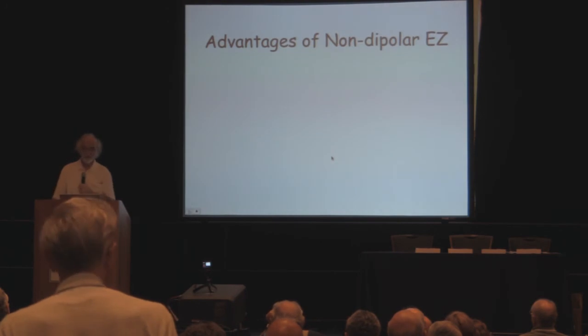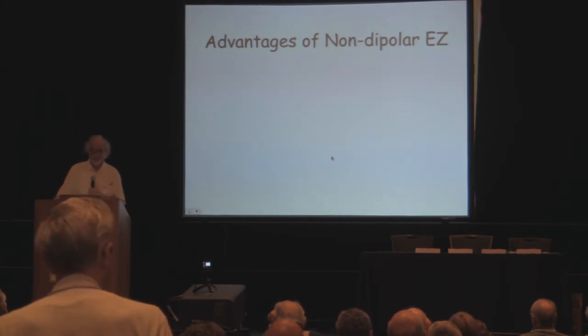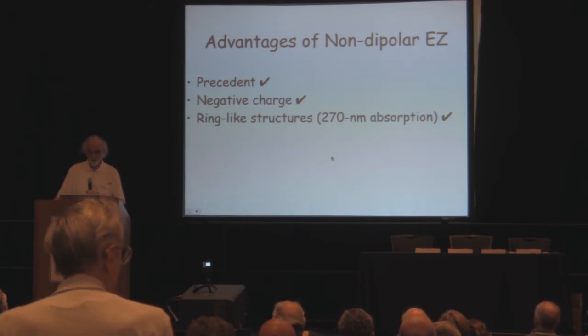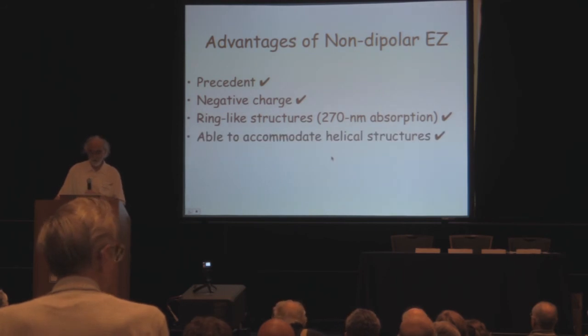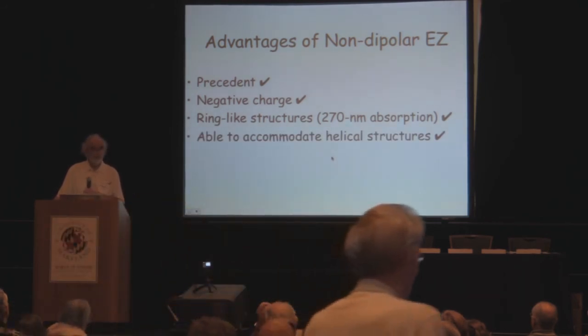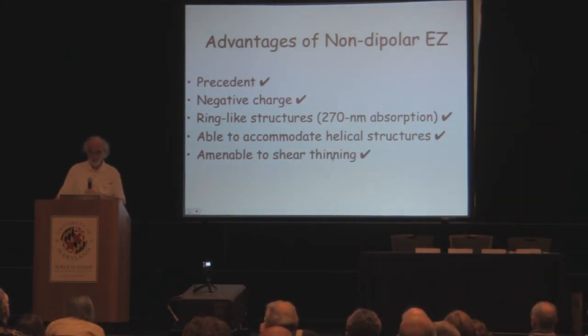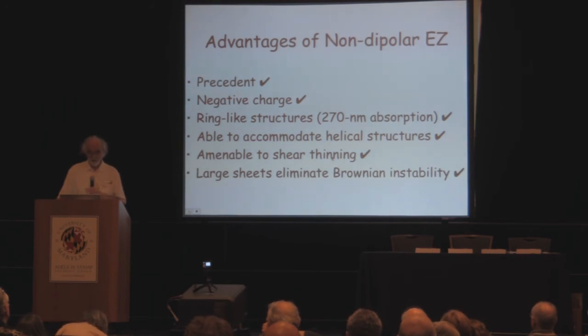So the advantages of this non-dipolar exclusion zone model is it has precedent, that's ice. It has negative charge, which we need. It has ring-like structures, which could more easily account for the 270 nanometer absorption. It's able to accommodate helical solids adjacent to it. It's amenable to shear thinning because it's a layered structure. And this is a maybe subtle but very important advantage, is that large sheets eliminate Brownian instability.